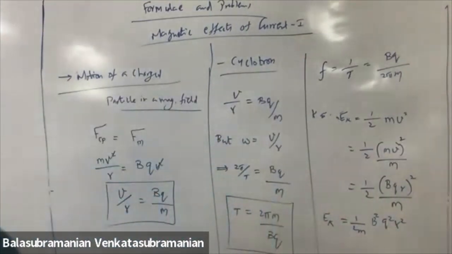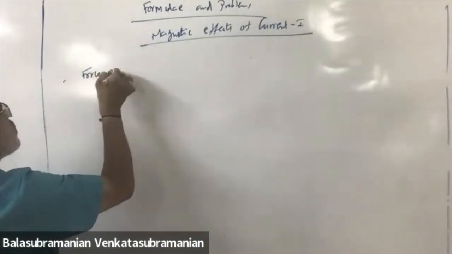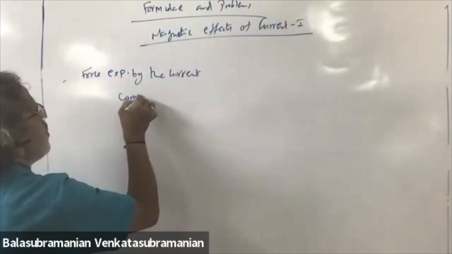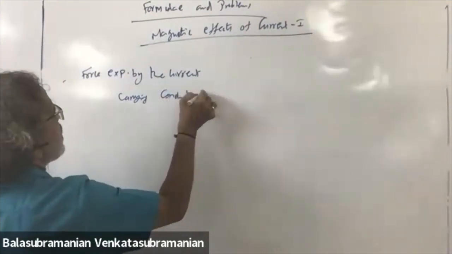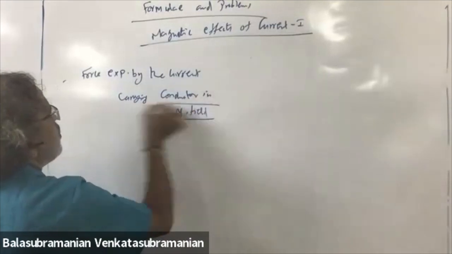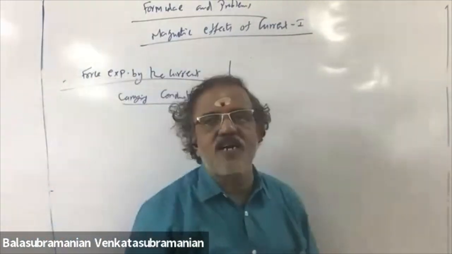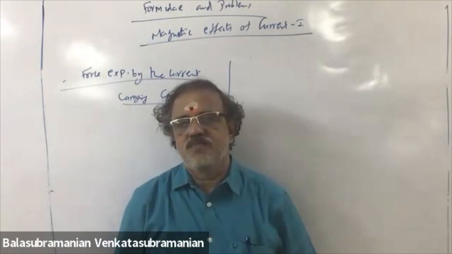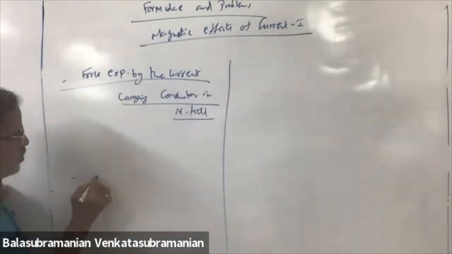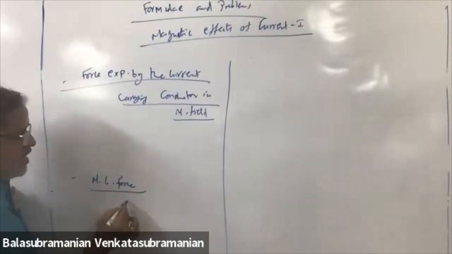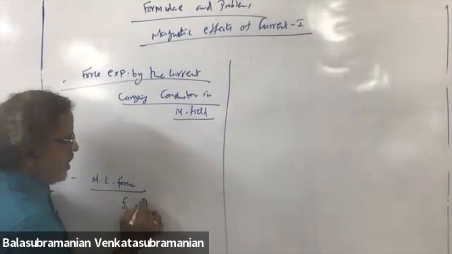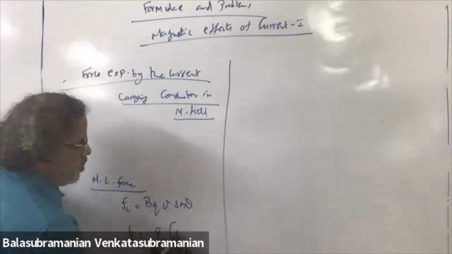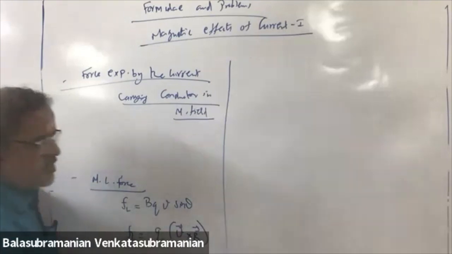Okay, fine. Next, force experienced by the current carrying conductor in a magnetic field. When you talk about force experienced by a current carrying conductor in a magnetic field, you should know what is the force experienced by a single charge. That is called magnetic Lorentz force. Magnetic Lorentz force FL is Bqv sin theta, that is q into v cross B. Single charge.